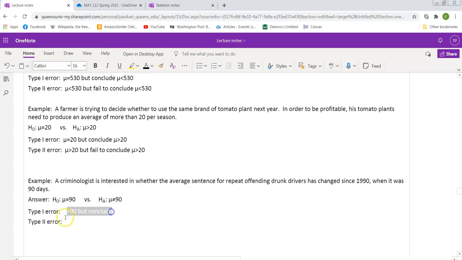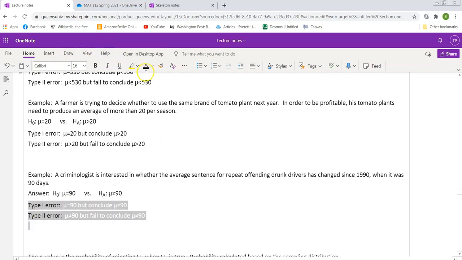All right, and I'm just going to go ahead and show these. This last one works exactly the same way. The type 1 error is reject H0 when H0 is true. And the last one is that you fail to reject H naught when H naught is false.